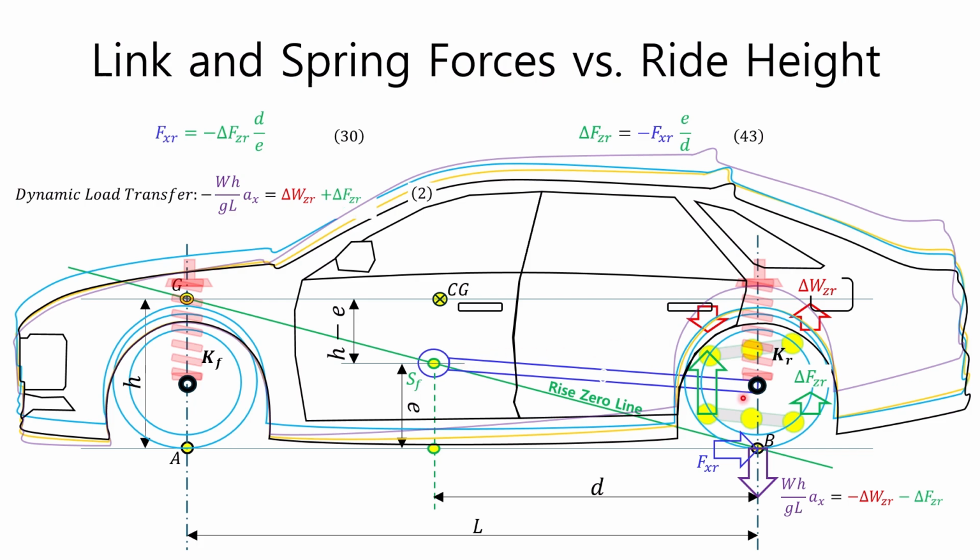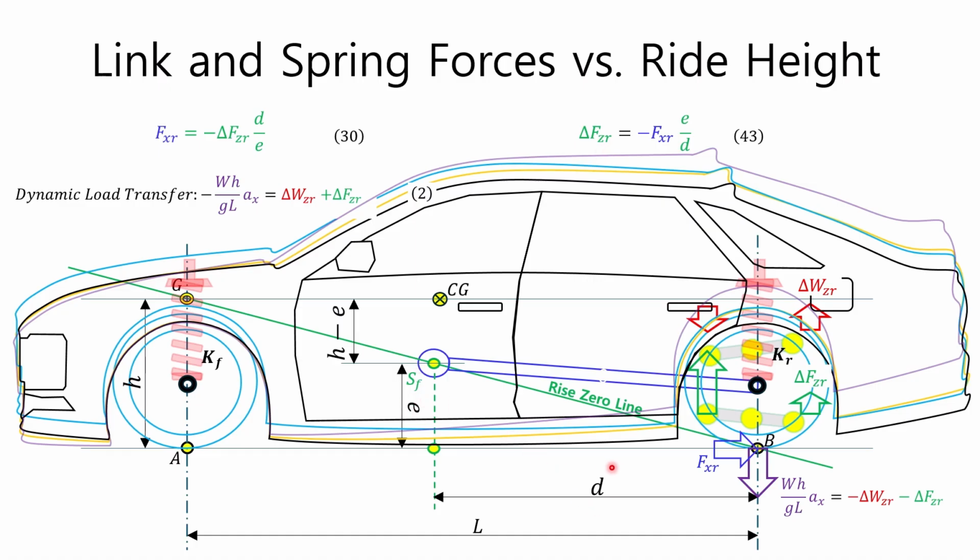Equation 30, derived earlier, expresses the braking force, Fxr, as a function of link force, delta FZR. By rearranging equation 30 for the vertical dynamic load, delta FZR, we obtain equation 43. In equation 43, since the braking force, Fxr, is negative, the vertical dynamic load acting on the link, delta FZR, is positive. As shown in equation 43, the absolute value of the link force, delta FZR, increases as the ratio of E to D increases.